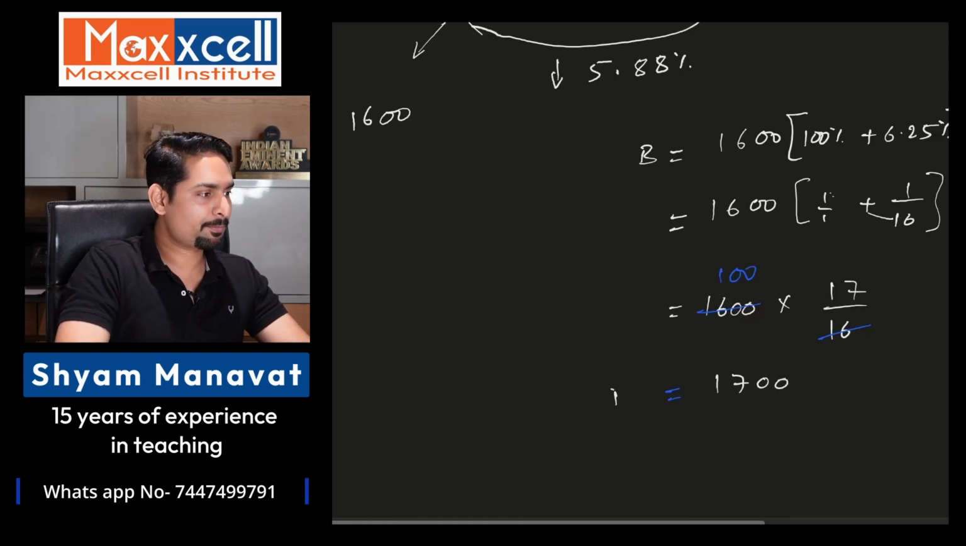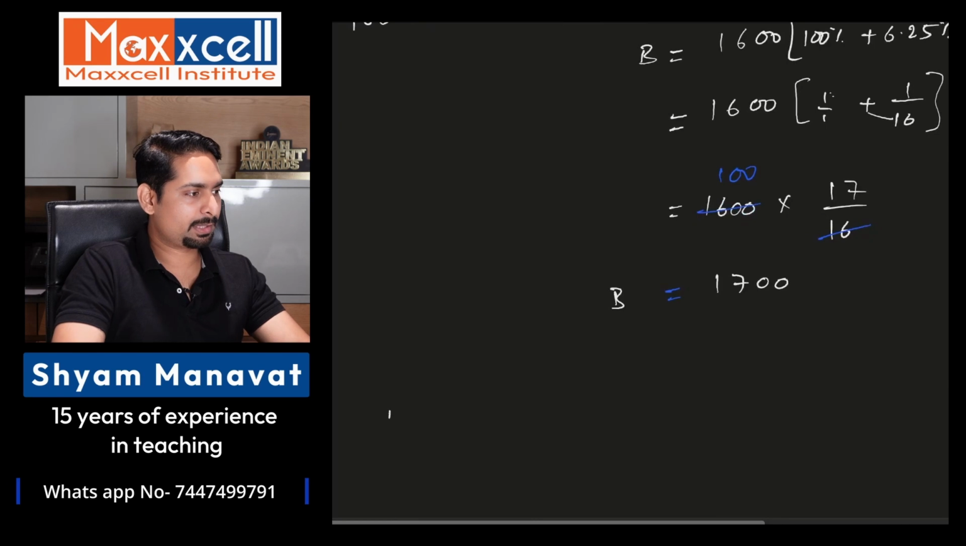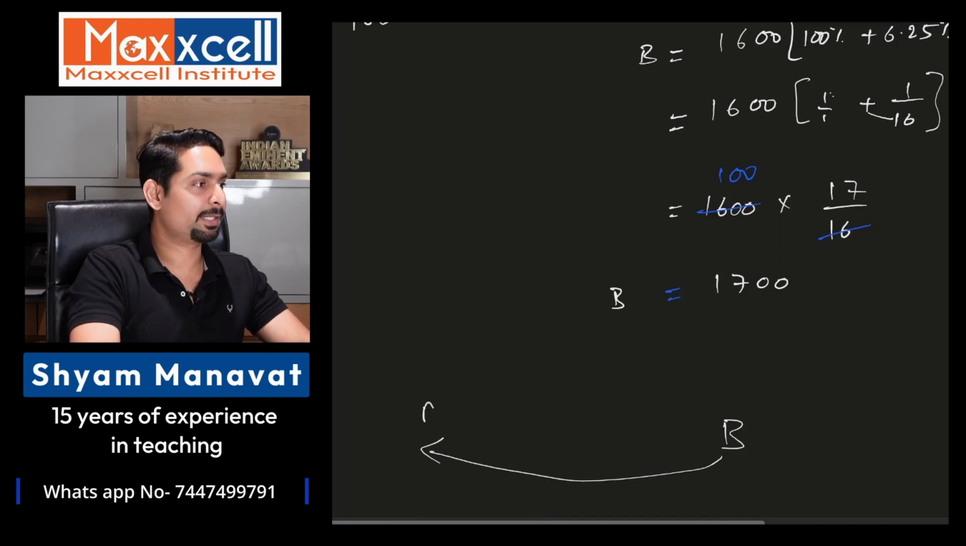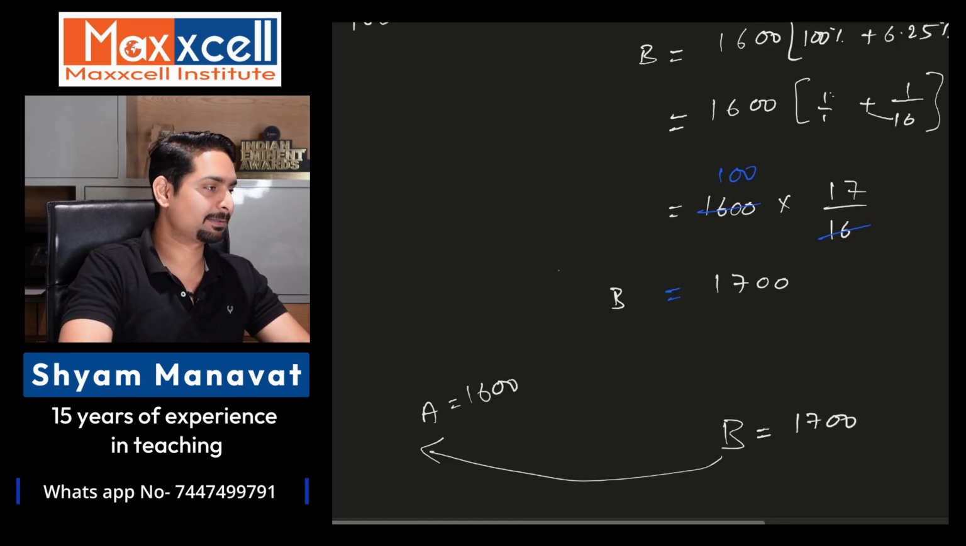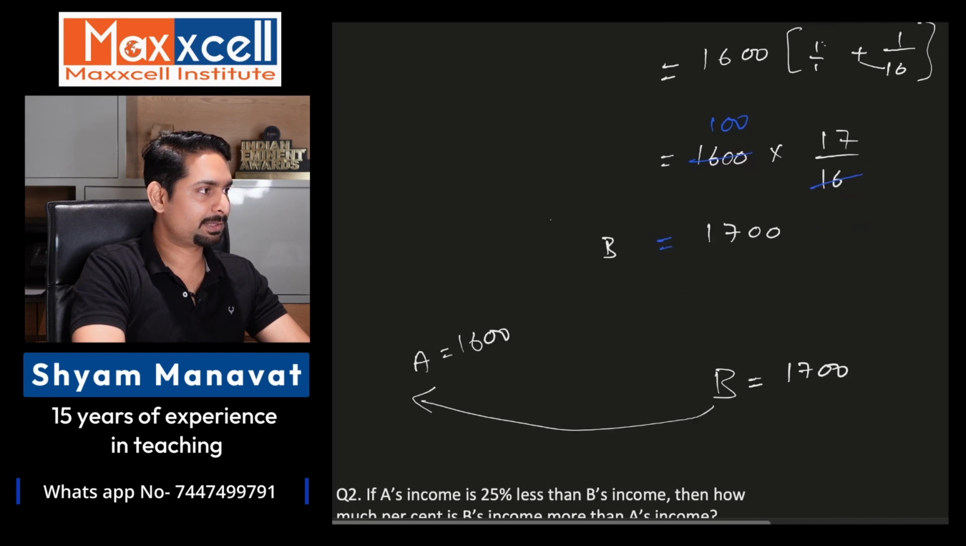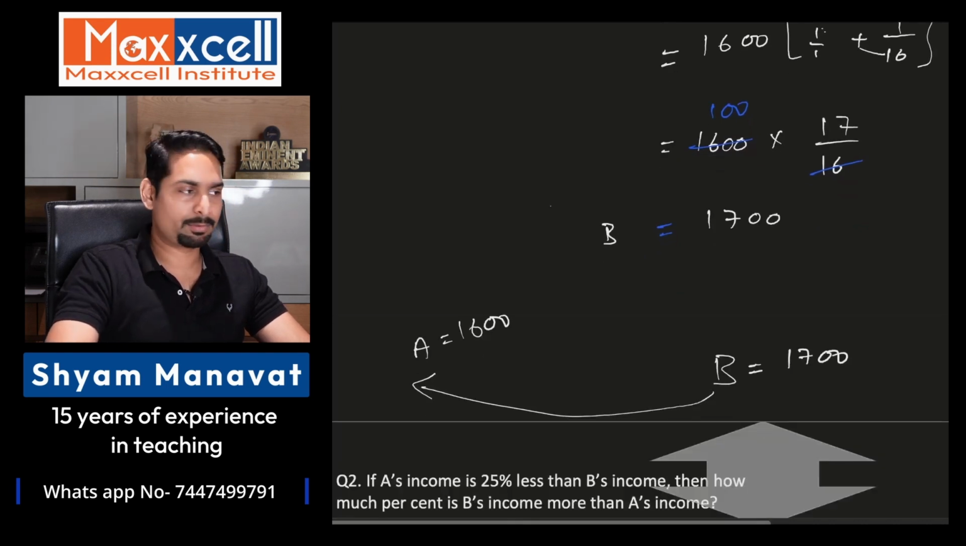Now from B again you want to go to A. From B again if you want to go to A, it means from 1700 again if you want to come back to 1600, then find the percentage decrease. How will you calculate that?